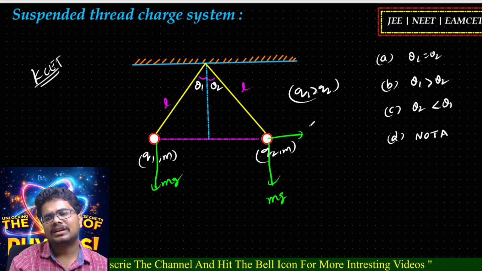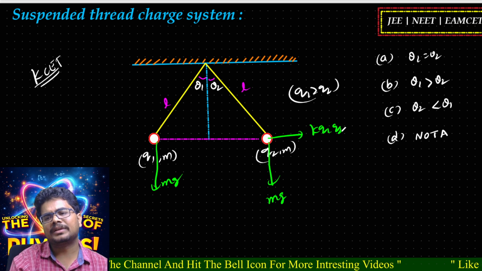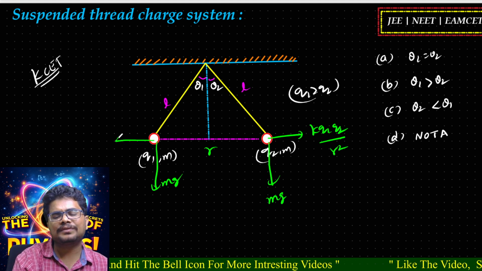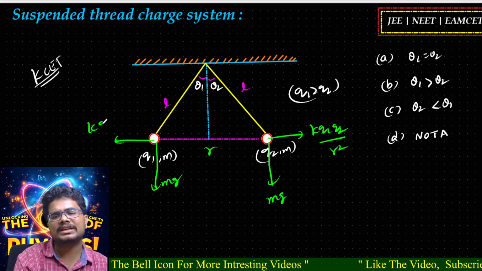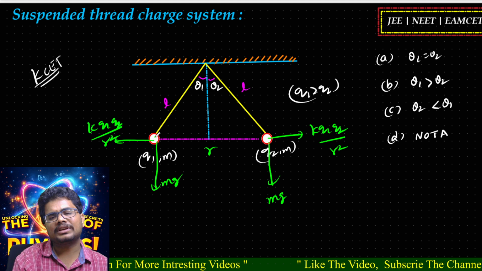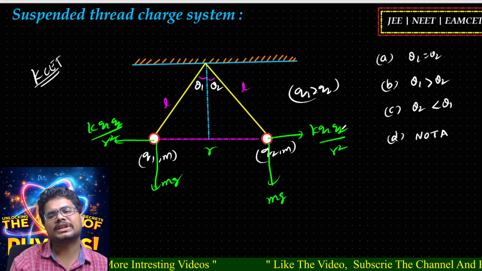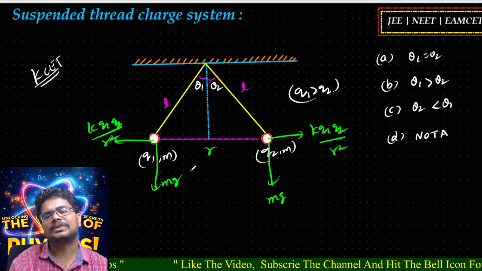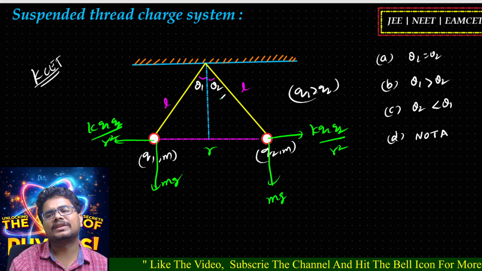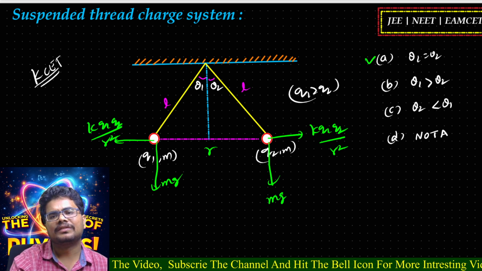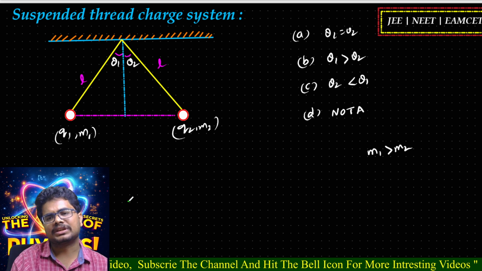On this ball in this direction K Q1 Q2 divided by R square, assuming this distance is R. On this ball also the same force will come, the electrostatic repulsion, action and reaction. On this sphere, the force acts on the left side, and on the other sphere the same force acts on the right side. Downward Mg is acting on both. Obviously the net force on the system is the same on both, which means theta 1 should be equal to theta 2. Fine.